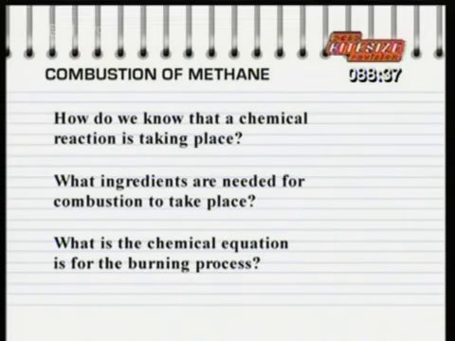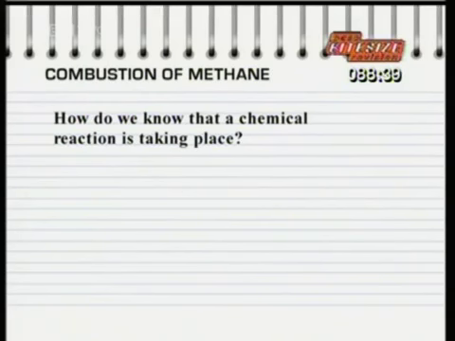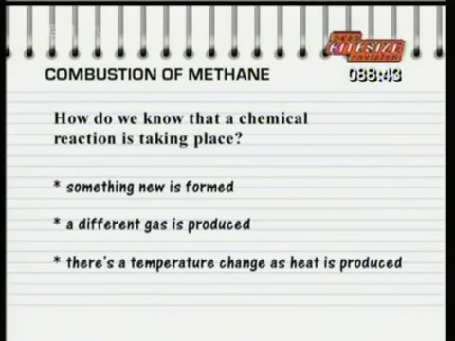Let's go through the questions one by one. How do we know that a chemical reaction is taking place? A chemical reaction is taking place because something new is formed, another gas which goes up the chimney, and there's a large temperature change as heat is produced.